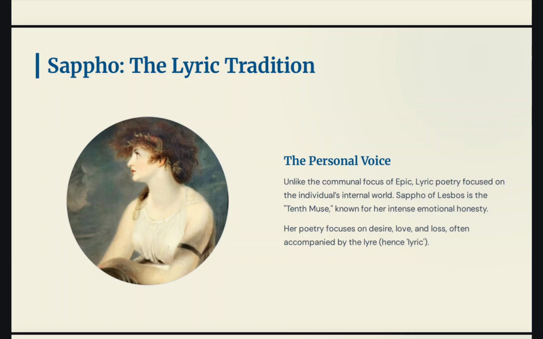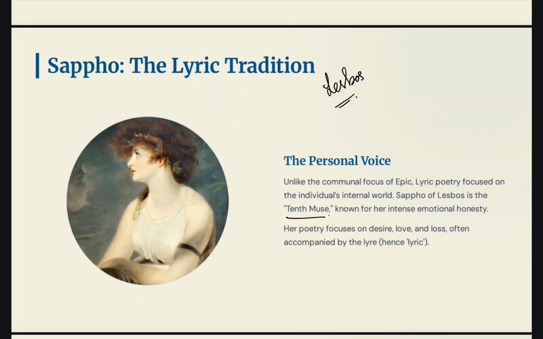Before Sappho, literature focused mainly on kings, heroes, wars, and gods. With Sappho, literature enters the world of personal emotions. Okay, who was Sappho? Sappho lived on the island of Lesbos. She is often called the 10th muse, one of the greatest lyric poets in history.